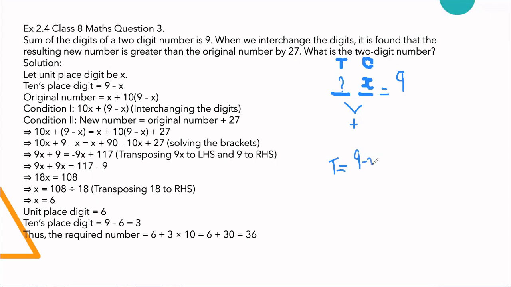How do I say that? That's quite simple. I just transposed x to the RHS, which converts to minus, and therefore I get 9 minus x. So guys, I hope that was quite clear. That's how I came to say that the ones place is x and the tens place is 9 minus x. Hope you understood until here.